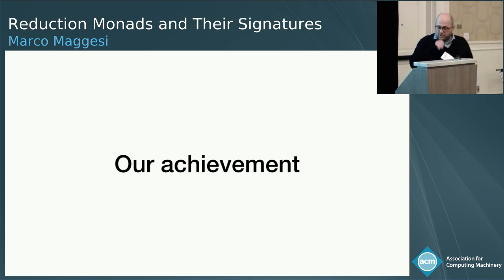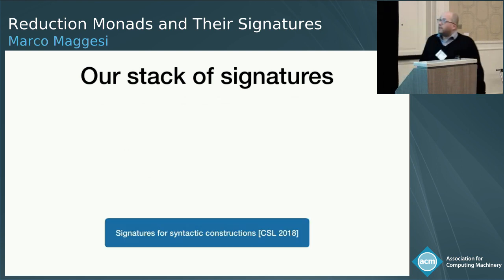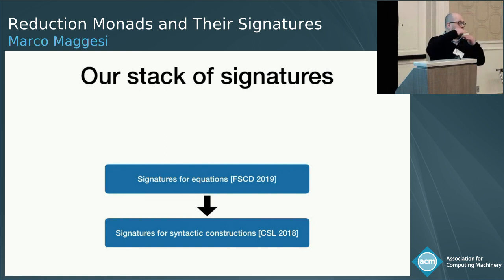What is our achievement more precisely? We have a stack of signatures, and we started 2 years ago with a notion of signature for syntactic constructions. So this is to specify monads with syntactic constructions. So this is for the syntax of the programming language. Then we added a notion of signature for equations. This is a notion that depends on the other one. So they are two layers that go together.